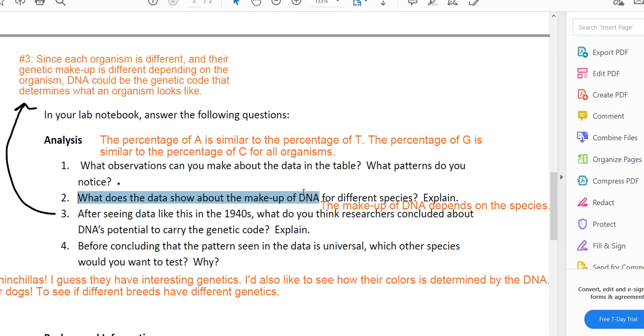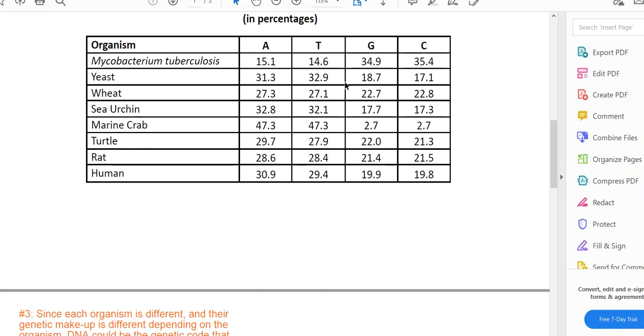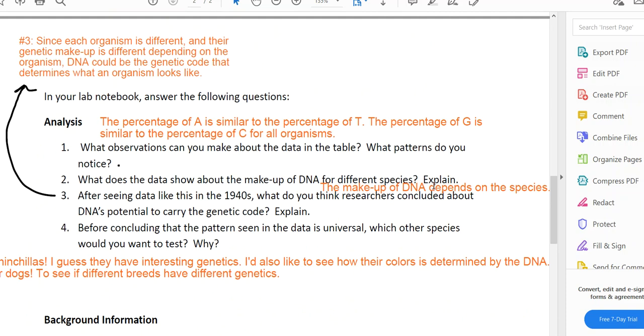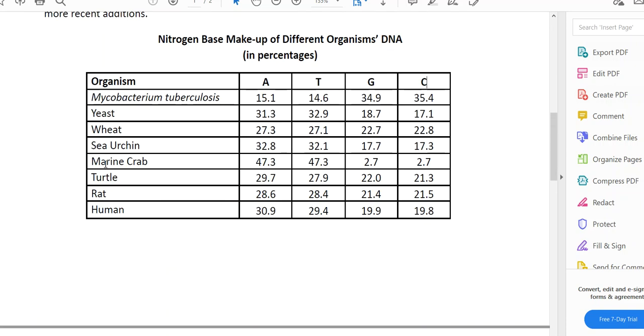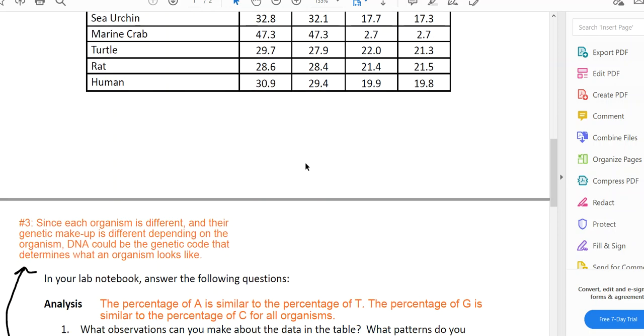Okay. What does the data show about the makeup of DNA for different species? Explain. So I just said here the makeup of DNA depends on the species. So the makeup, meaning A, T, C, and G, is like your mascara and your... I think the word makeup is funny, but yeah, so that's different for each organism. Correct. All those numbers are different even though they're related. Right. Even so, A is related to T, C is related to G, but A for yeast is not the same as A for humans. Okay, very good.